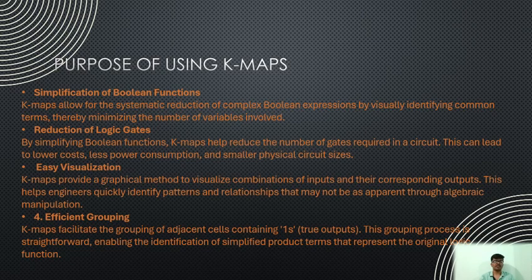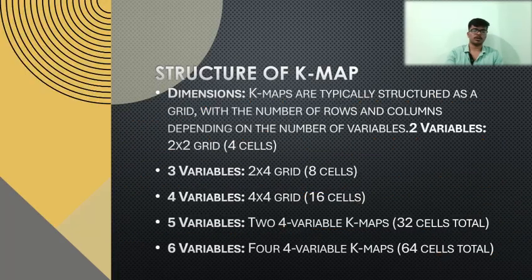Easy visualization. K-maps provide a graphical method to visualize combinations of inputs and their corresponding outputs. This helps engineers quickly identify patterns and relationships that may not be as apparent through algebraic manipulations. Efficient grouping. K-maps facilitate the grouping of adjacent cells containing ones that are true outputs and zeros that are false outputs. This grouping process is straightforward, enabling the identification of simplified product terms that represent the original logic function.